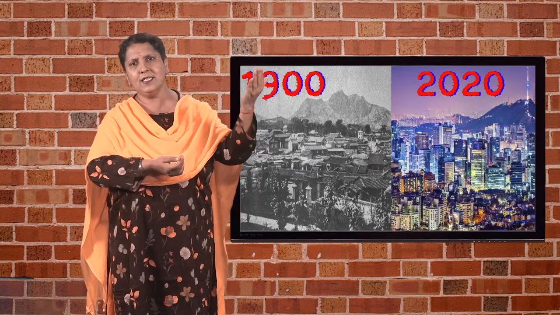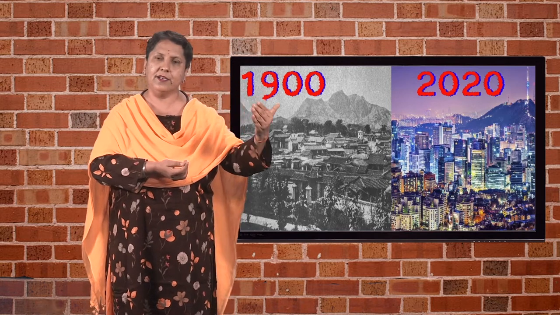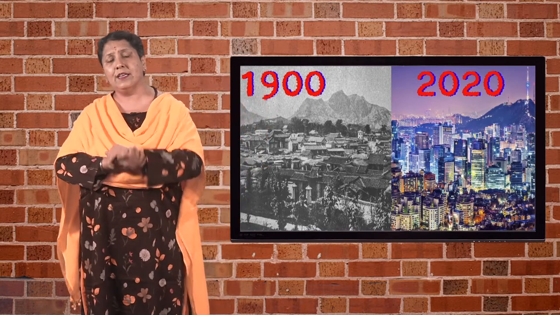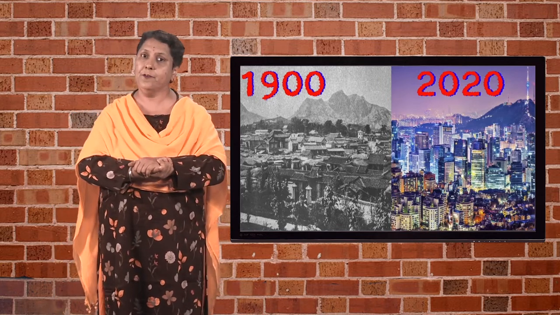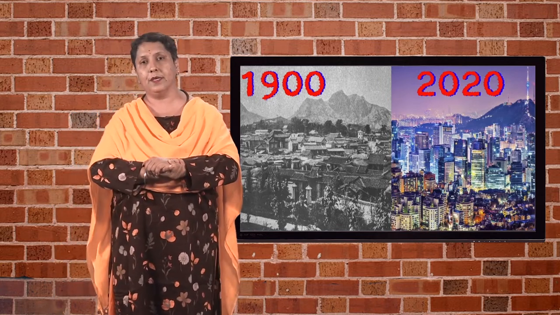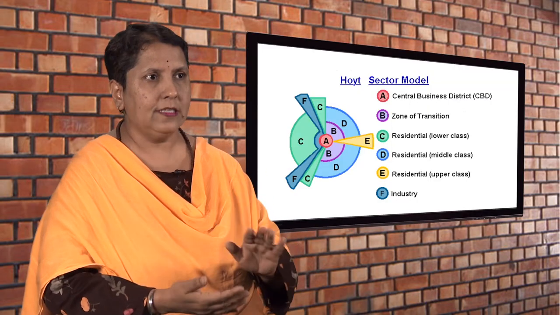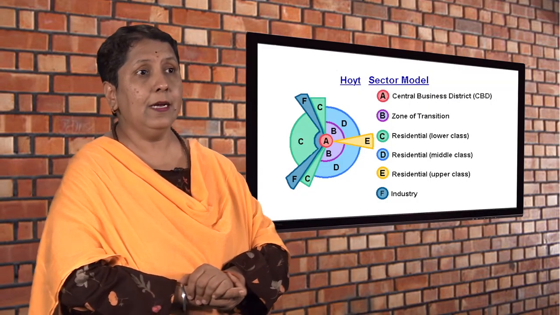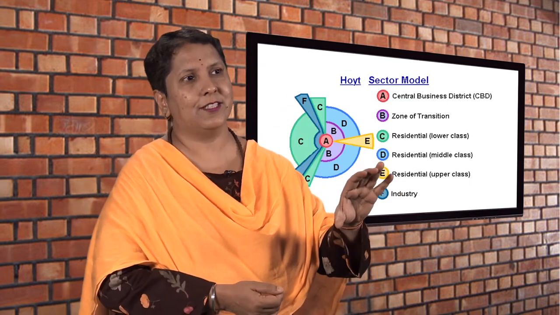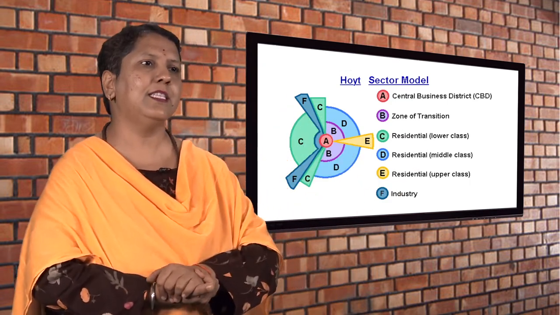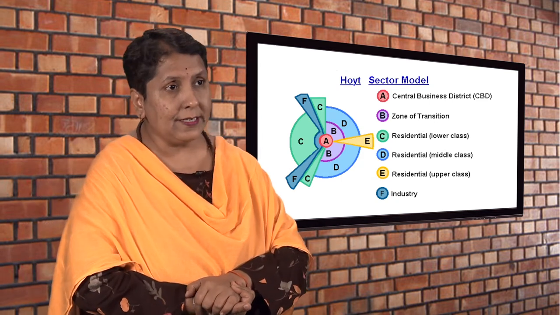So, 100 years back, human needs were different. Today, human needs are different. So, cities are a response to such kinds of structures and requirements. According to this theory, a city develops not in concentric circles, but in sectors. Each sector is characterized by different economic activities.